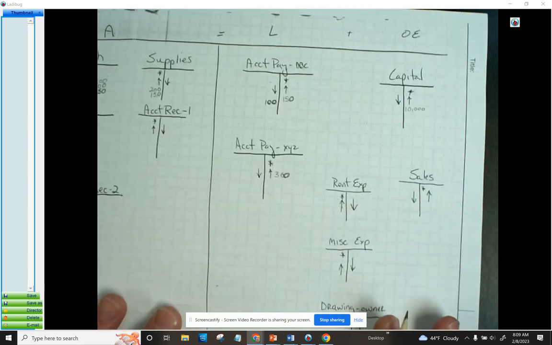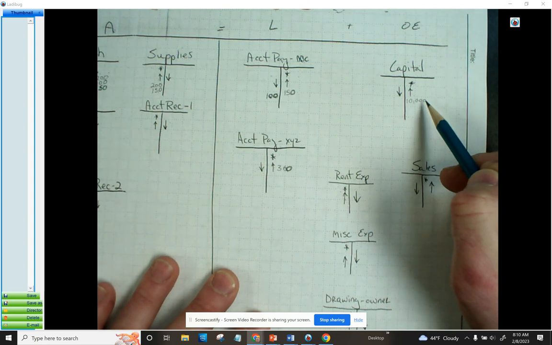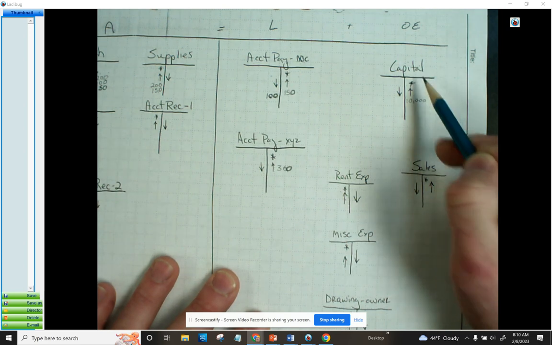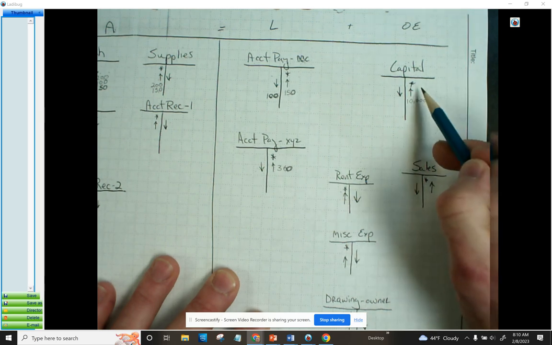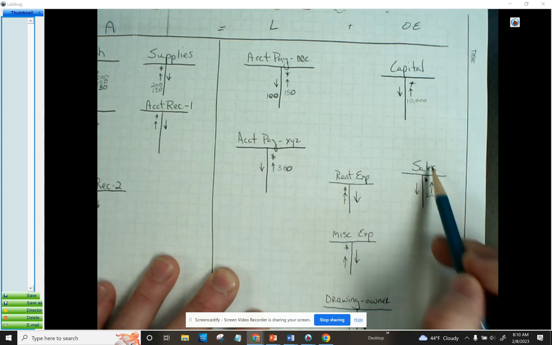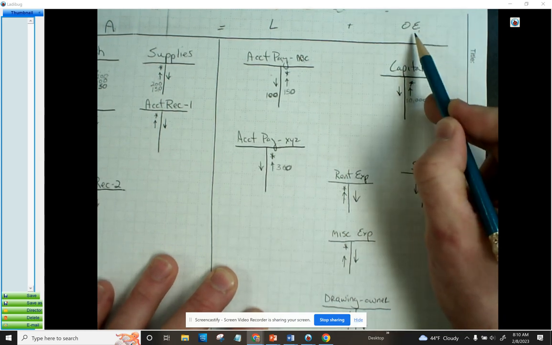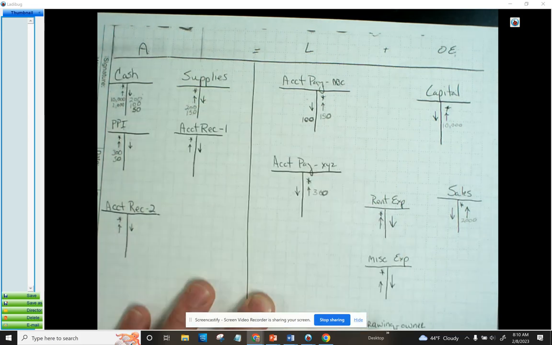From now on, sales is recorded in the sales account. The only thing recorded directly from a transaction would be an investment into capital. Sales goes up with a credit, just like capital goes up with a credit. $2,000. There we go. Sales goes up $2,000, making owner's equity go up. Assets goes up with $2,000 because cash went up.